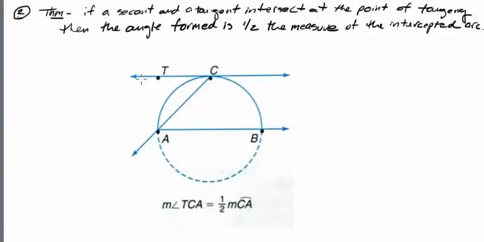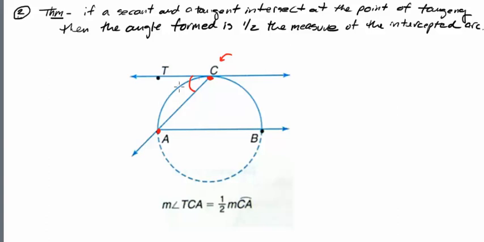So if a secant, line AC, or in this case ray AC, is considered a secant, it intersects this circle at exactly 2 points. And a tangent, line TC, intersects this circle at exactly 1 point. And if they intersect at the point of tangency, so C would be considered the point of tangency, then the angle formed, angle TCA right here, is half the measure of the intercepted arc.